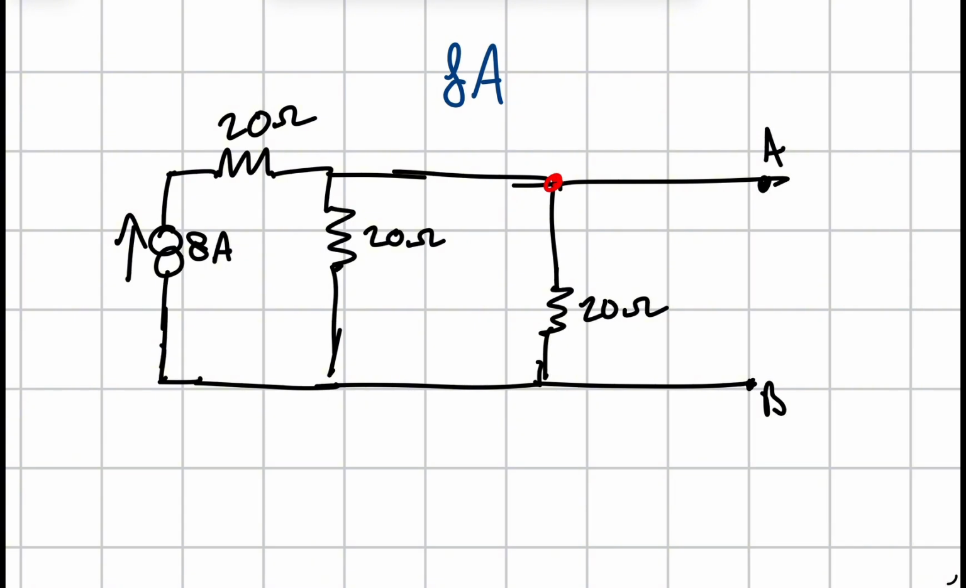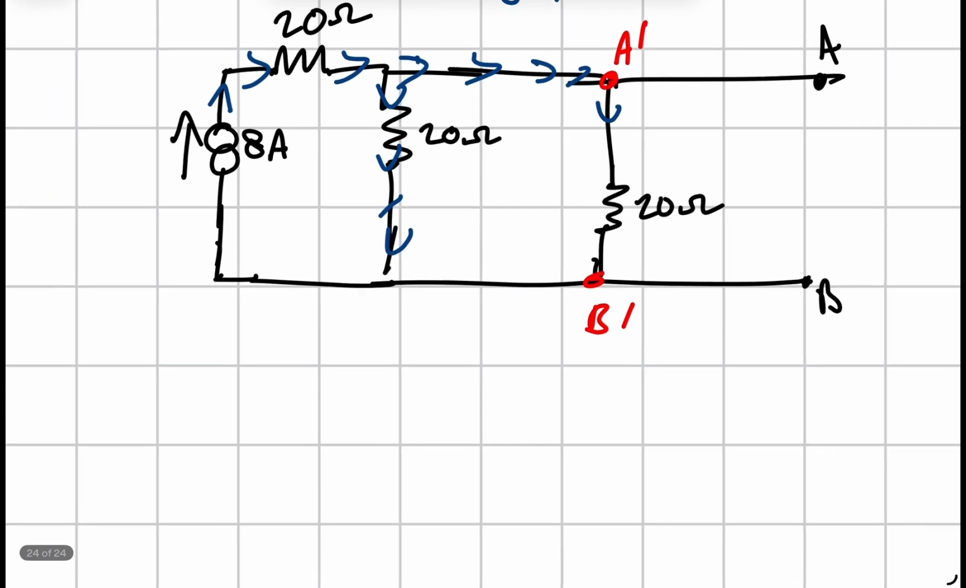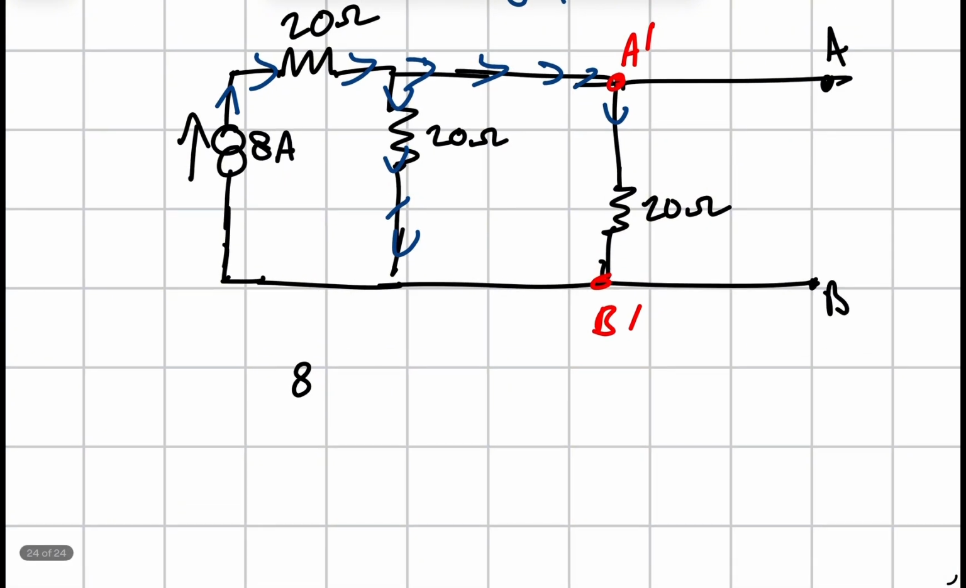So, this would be your A and B node, your new ones. Now, to picture this, the current's going through here, and now it splits between the branches, so there are going to be different values for each bit. So you do the current divider rule. Now, the 8 amps is going to go through A before it goes to B. So it's going to be 8 over here, and then you'd multiply it.